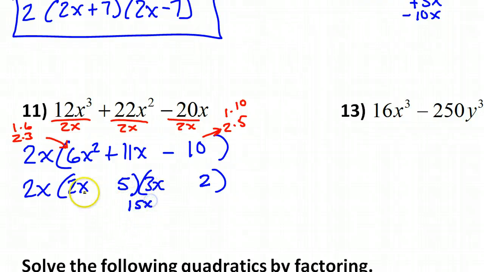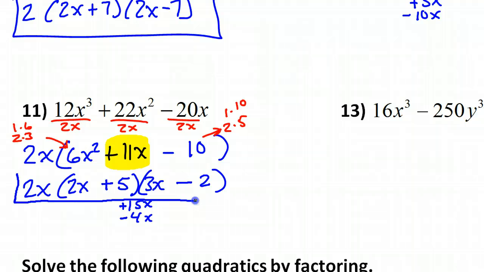Alright, I'm trying to get positive 11. And I can get positive 11 if this is positive and that's negative. So positive 15 inner comes from this. Negative 4 outer comes from this. Also, a positive times a negative is a negative. So guess what? We have factored it correctly.